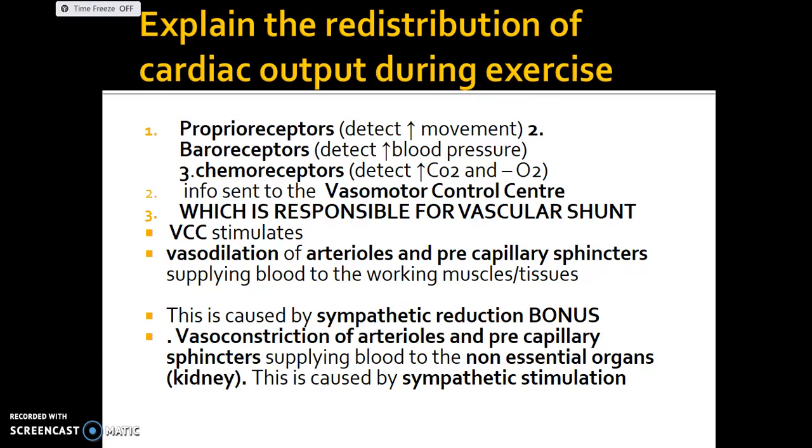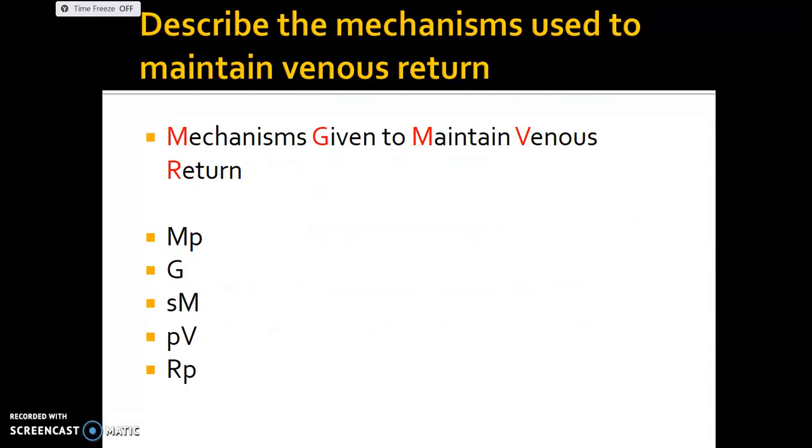I put some extra terms in there if you want to use them, that's up to you. So have a look through that, check you've got it right, and we'll take it on. Next one: describe the mechanisms used to maintain venous return.